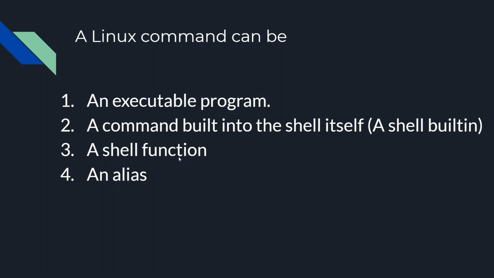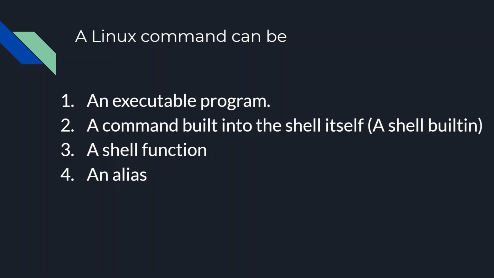The third type are called shell functions. These are miniature shell scripts incorporated into the environment. We'll know more about these things in later videos, but for now, just be aware that they exist. And the last can be an alias. An alias is nothing but a command that we can define ourselves, built from other commands. We'll know in future videos how to create aliases.